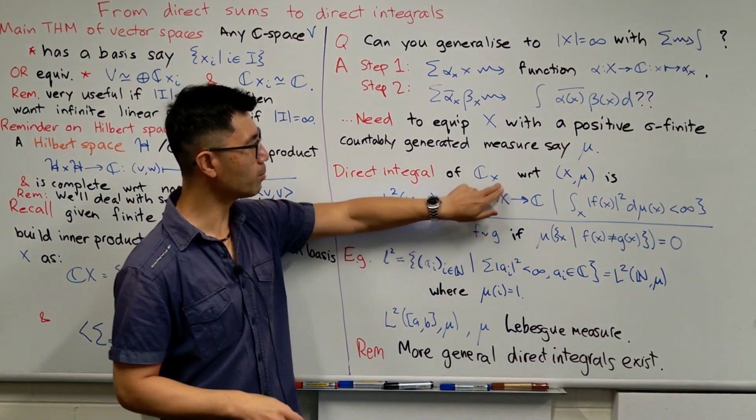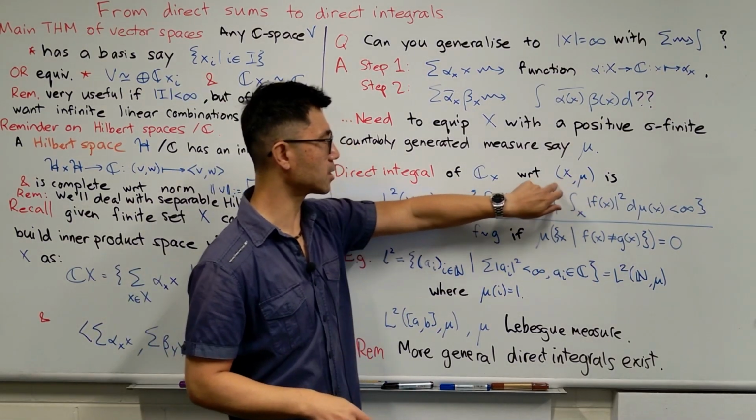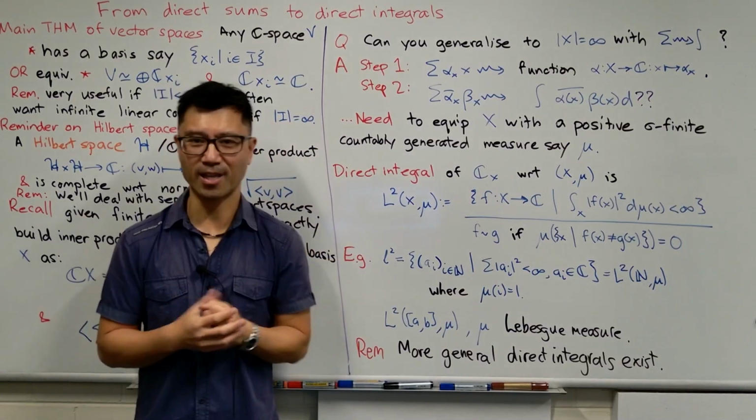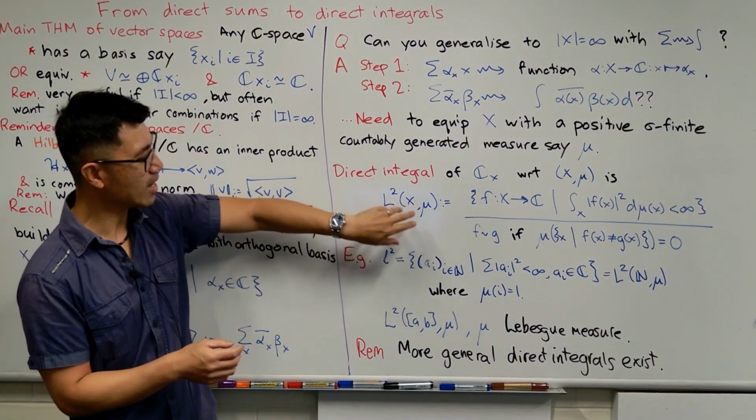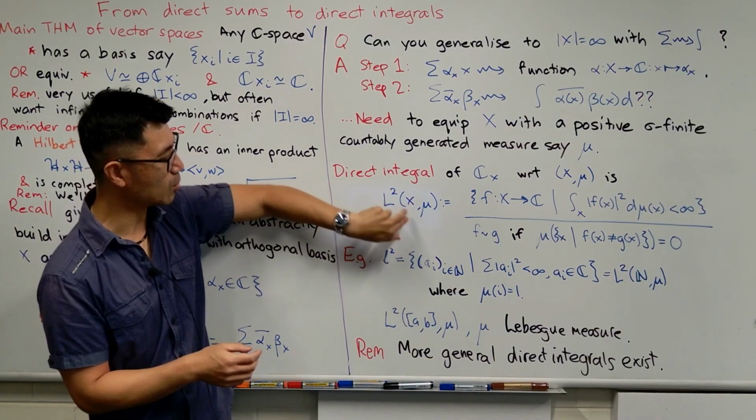And we needed a bit more input data for that. We needed a measure mu on X as well. And I hope you can kind of guess where we're getting at here. So hopefully you've seen this in your analysis courses. You end up with the Hilbert space L2(X, mu).